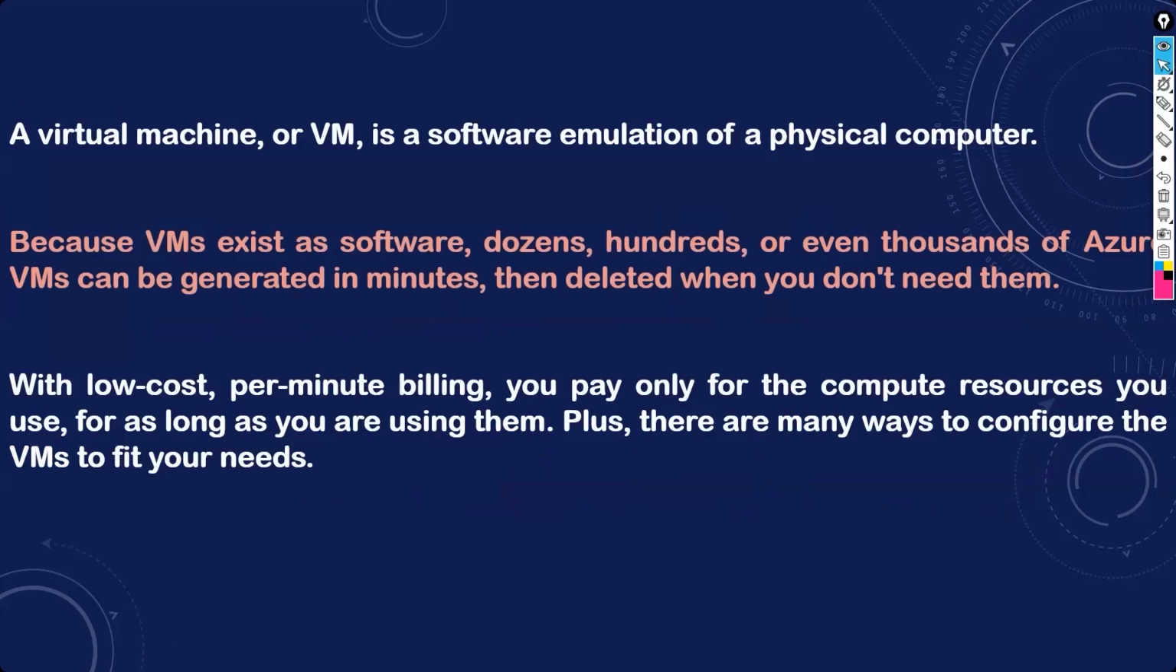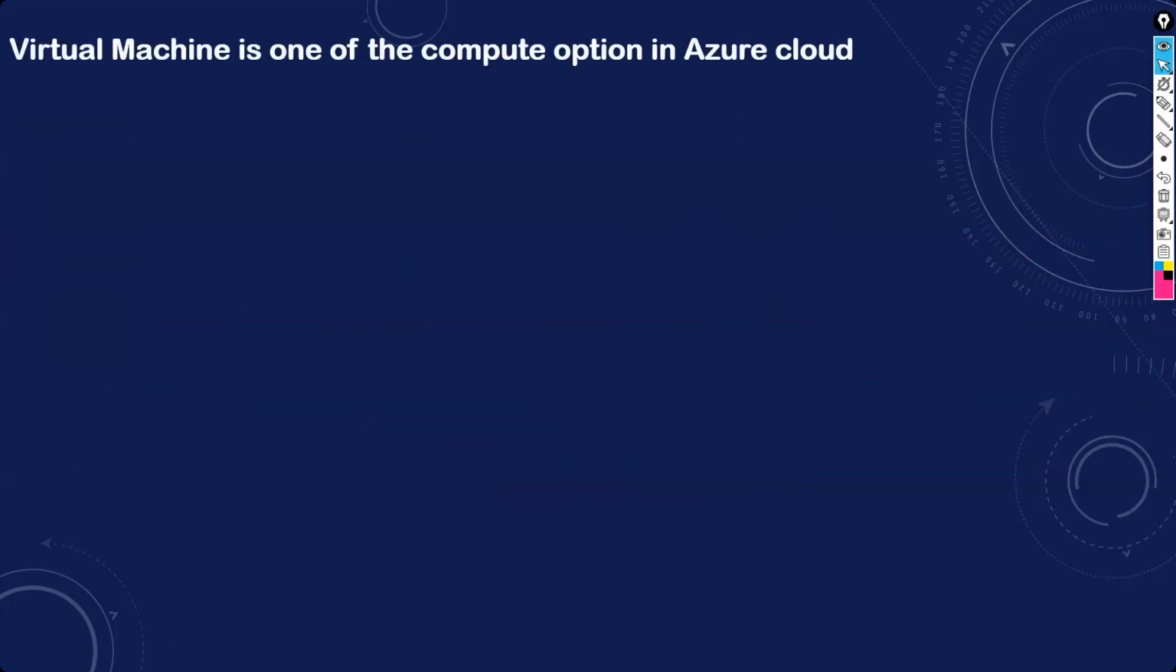Earlier, in the good old days, it was per hour billing. That means even if you use it for 10 minutes, you are billed for the entire hour. Now it is per minute. They will calculate the exact number of minutes that you've actually used. If it is for 65 minutes, you are only billed for those 65 minutes. Virtual machine is one of the compute options in Azure cloud.